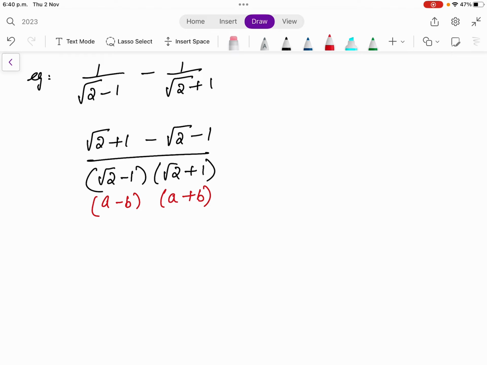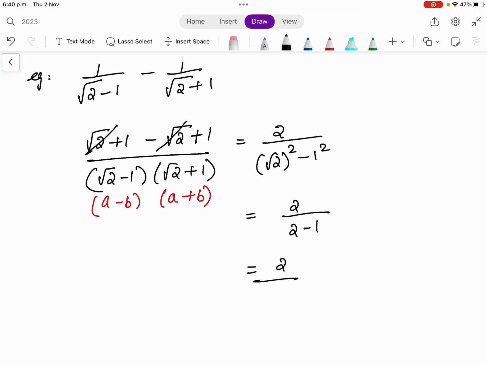So that will be a square minus b square, and in the numerator, this will be cancelled, and this will become plus 1. So it will be 2 over the square root of 2 square minus 1 square, which is equal to 2 over 2 minus 1, which is equal to 2. So it is pretty easy to work with surds, because once you know the rules of surds, you should be able to do it pretty fast.